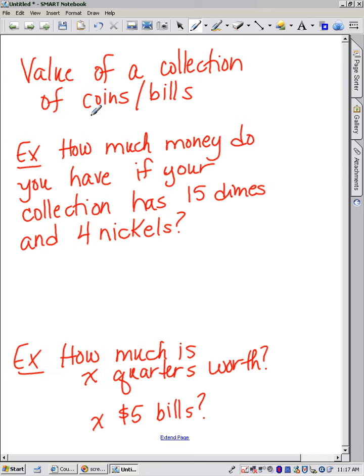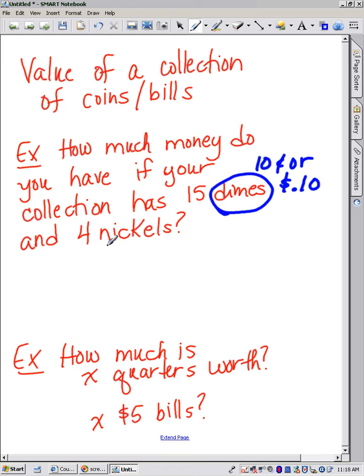The next type of problem is going to deal with the denomination of money that we talked about. So just to kind of review, how much money do you have if you have a collection that consists of 15 dimes and 4 nickels? Well, to find the value of that collection, you have to know the worth of each of the coins in your collection. Right? We know a dime is worth 10 cents, or as a dollar amount, that would be 0.10.